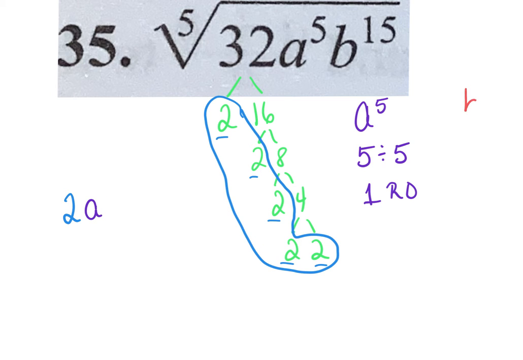And then I'm going to do the same thing with my B. 15 divided by 5, what is that? 3. With the remainder of 0. That means 3 groups come out. So B to the 3rd is out here. None of my B's stayed in. My radical sign is gone. I took everything out of the radical. So this is my final answer here.